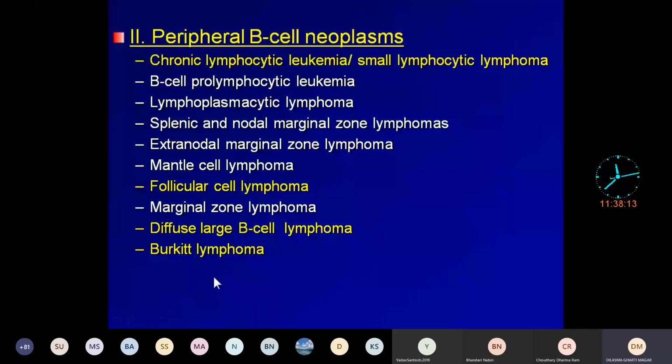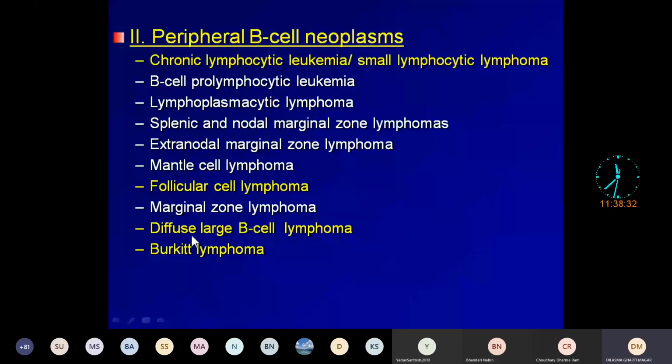So here mainly, the important names like chronic lymphocytic leukemia, small lymphocytic lymphoma, follicular cell lymphoma, diffuse large B cell lymphoma. Here the cells are very large, and then it will show the prominent nucleoli, diffuse large B cell lymphoma, and then another one is a Burkitt lymphoma.